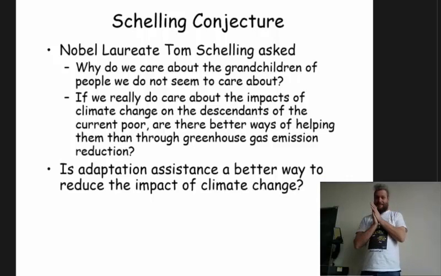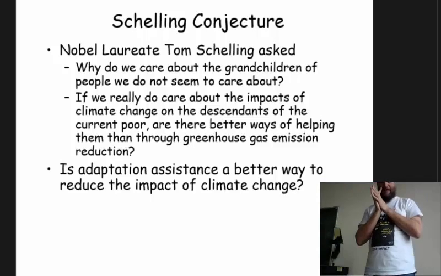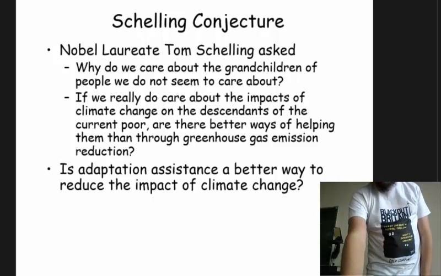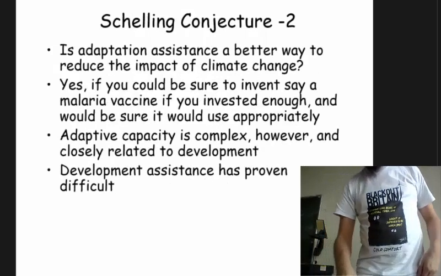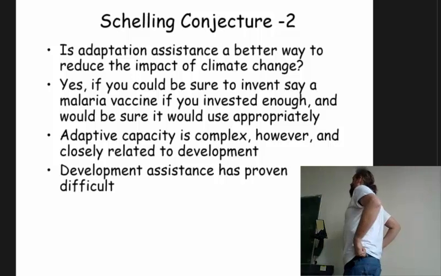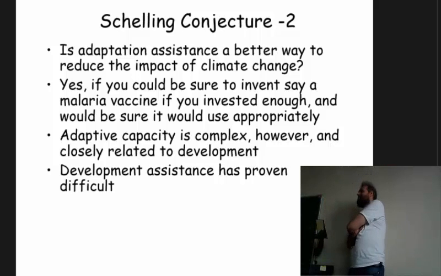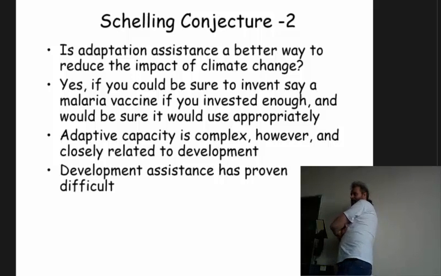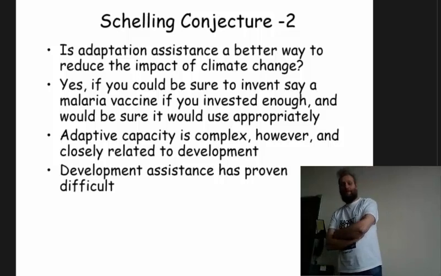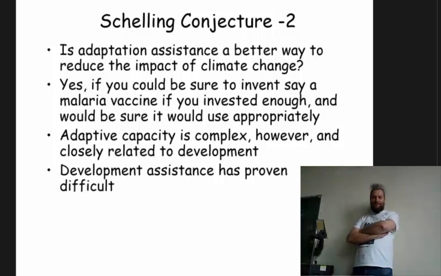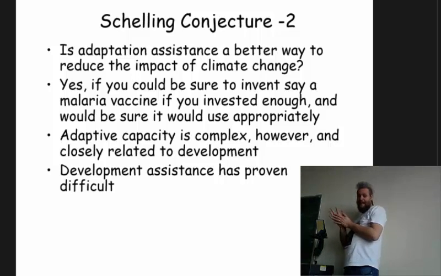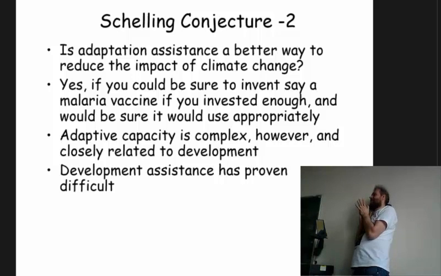Or more generally, is adaptation assistance a better way to reduce the impacts of climate change? Now, if we are indeed in a situation where all problems that come about with climate change are like malaria, then the answer to Schelling's question, I think, is pretty obvious. We should go for better medical technology rather than greenhouse gas emission reduction. But in the example of sea level rise in Bangladesh, I hope I've made it clear that money is not necessarily the answer to this.